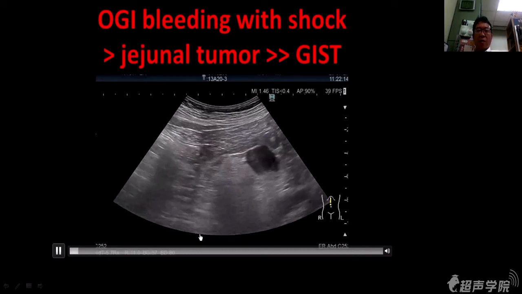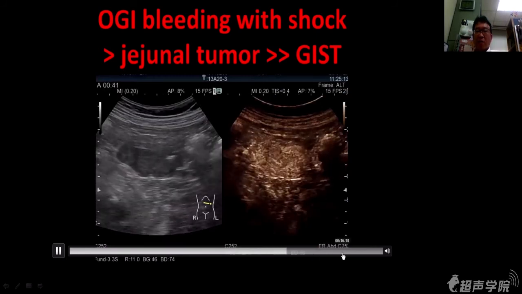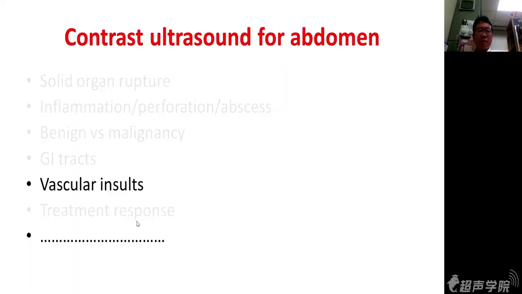And this is a case of GI bleeding with shock. And we find there is a jejunal tumor, and we inject the contrast. This is a hypervascular tumor. And then we also check for active bleeding. However, the patient's bleeding stopped, but the patient received an operation and a small intestine GIST was found.